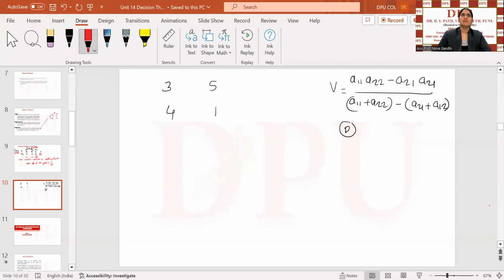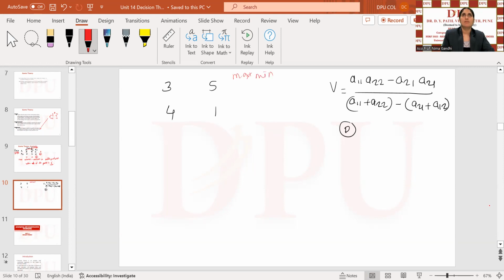So this is an example. You can check whether the saddle point exists or not. For rows, what we are finding is the max min, or for columns the min max. For row calculations, we are finding out the max min. And for columns, min max.